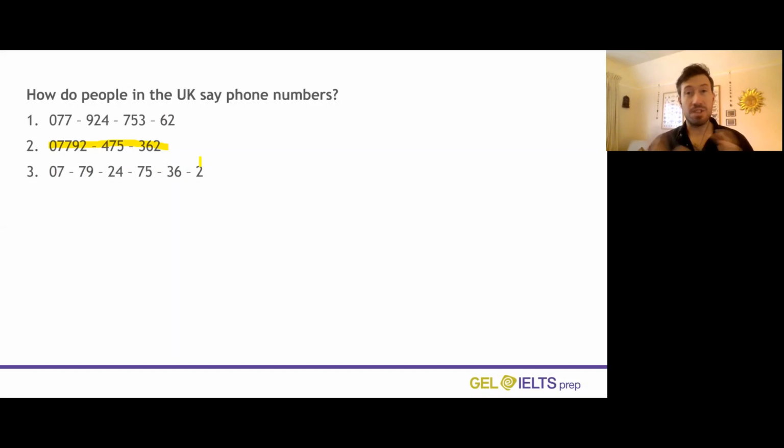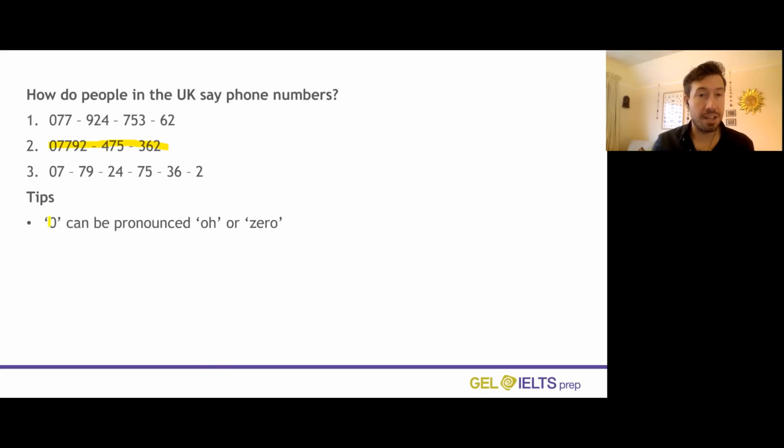07792475362. It doesn't really work, so we wouldn't use that. 1 and 2, but 2 is the most common. So let's have a look at some tips for remembering phone numbers and understanding them.